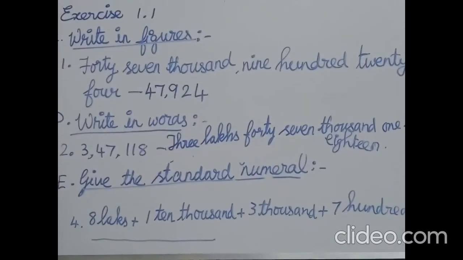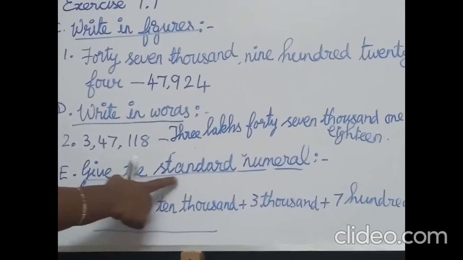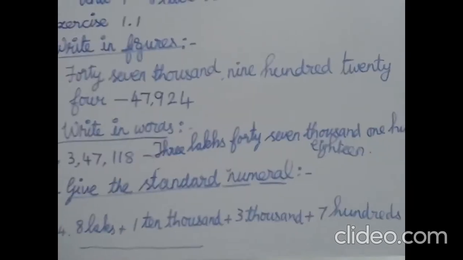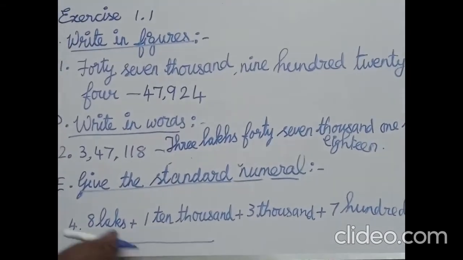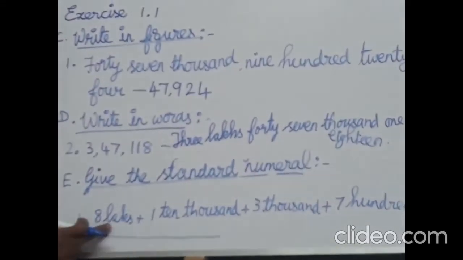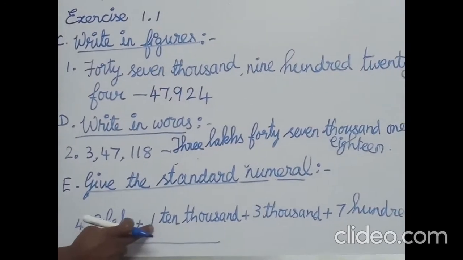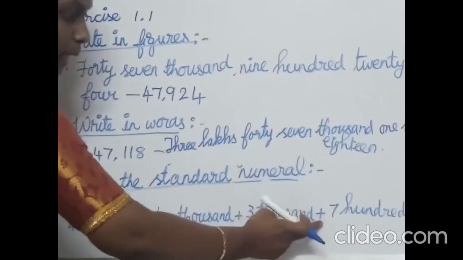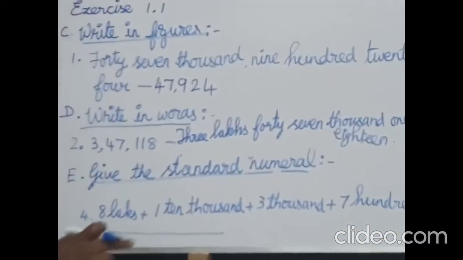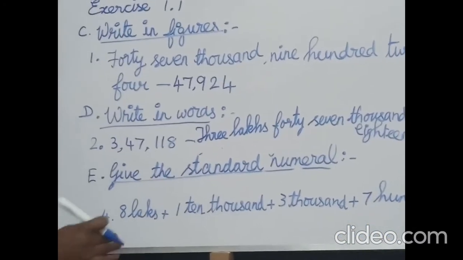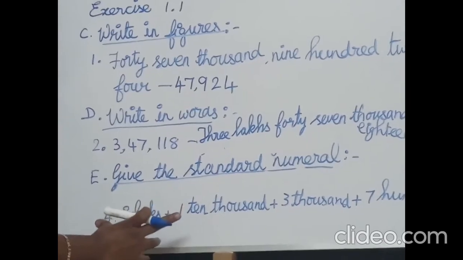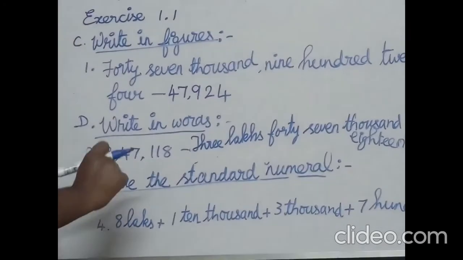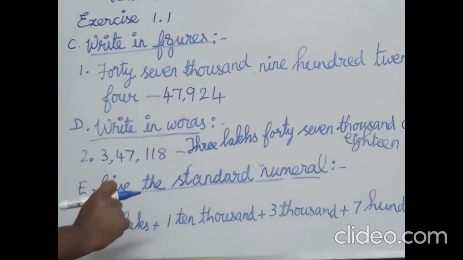Next coming to the E1. Give the standard numeral. They given in a expanded form. You are going to write in a standard form. First you write a 8 lakhs plus 110,000 plus 3,000 plus 700. So usually we have to write the short form for a number. Start from the ones place onwards. That only we can easily get our answer.